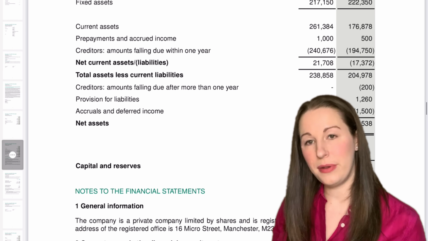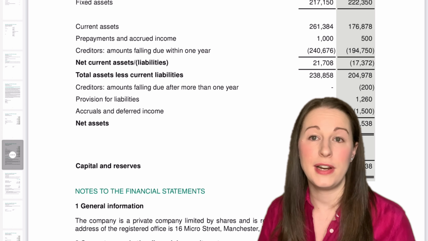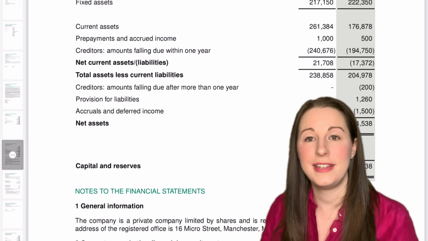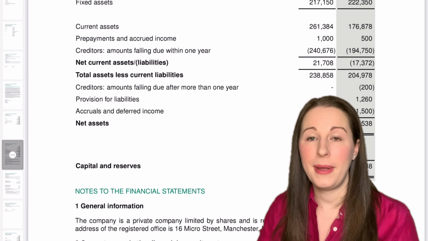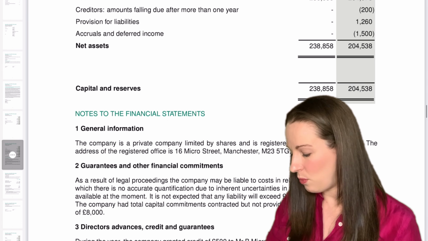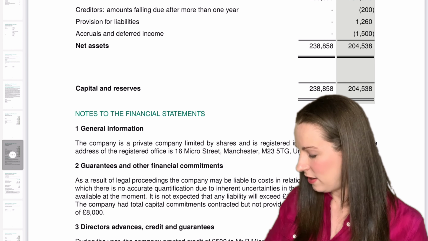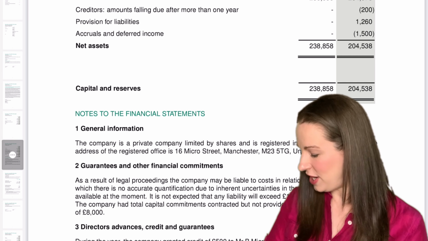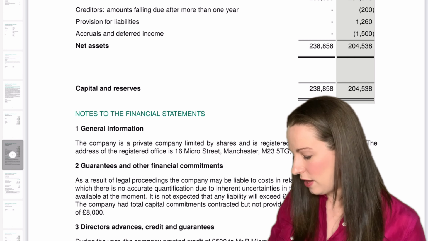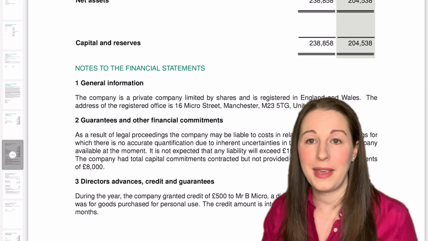We then have our notes to the financial statements, and these are very simple for an FRS 105 company, and this is where you start to see what the difference is between a small company and a micro company set of accounts. In the micro company, we only have a few disclosures we actually have to make. One being that it's limited by shares, where it's registered and where the registered office address is. We also have to state the currency that the accounts are in, which, as we're in the UK, will just be pound sterling.